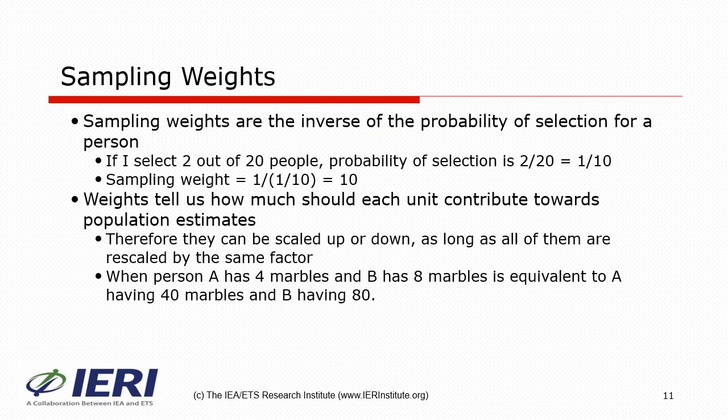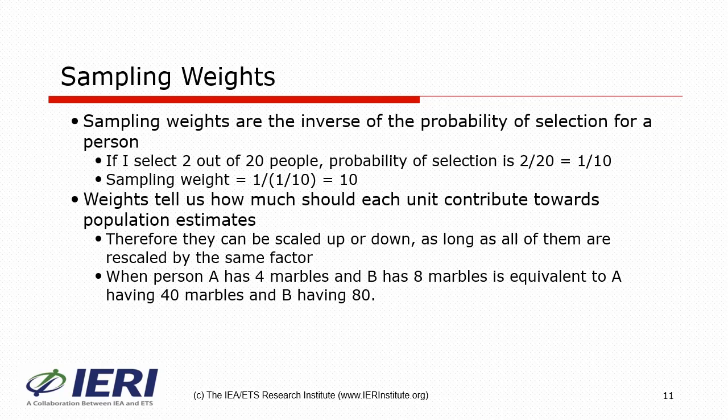Because of the way the individuals are selected to participate, they end up being selected with different probabilities. Sampling weights are the inverse of the probability of selection for a person. So, for example, if I select 2 out of 20 people, the probability of selection is 2 out of 20, or 1 over 10. The sampling weights will be the inverse of that, or 10, meaning now I have 2 people, each representing 10, which gives me back the 20 people that I selected those people from.